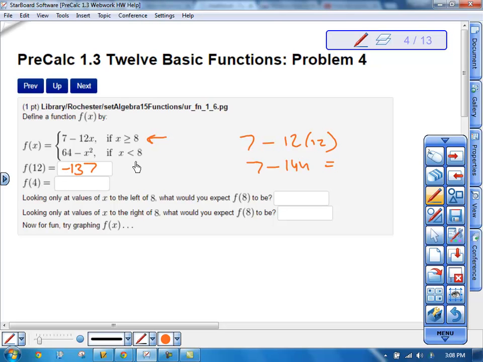And then we want to do f of 4. 4 is less than 8, so we have to use this bottom one. So 64 minus 4 squared, which is 64 minus 16, which gives us 48.